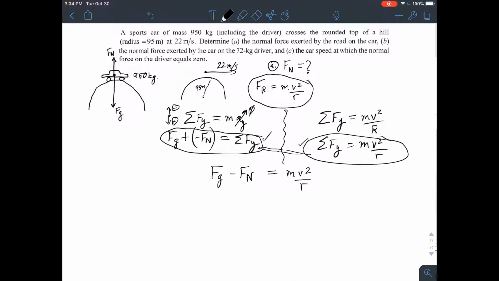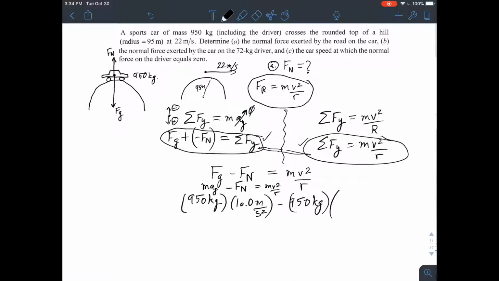Force of gravity is mass times acceleration, so that's 950 kilograms mass times acceleration due to gravity, minus normal force equals mv squared over r. So 950 kilograms times, I'll make my life easy, and instead of 9.81 meters per second squared, I'm just going to use 10, because the numbers work out easy for me. I'm a human, I'm not a calculator.